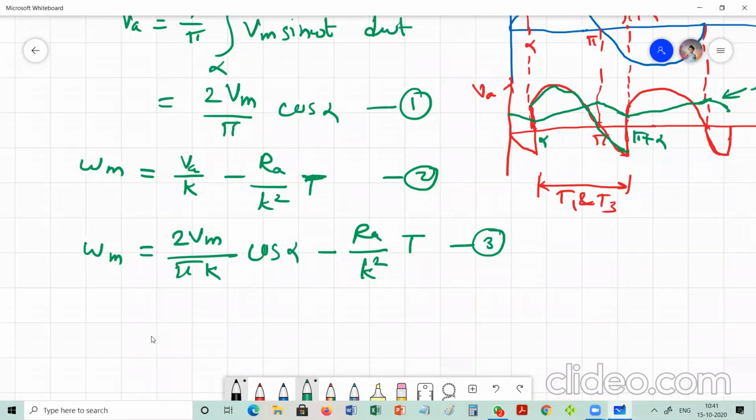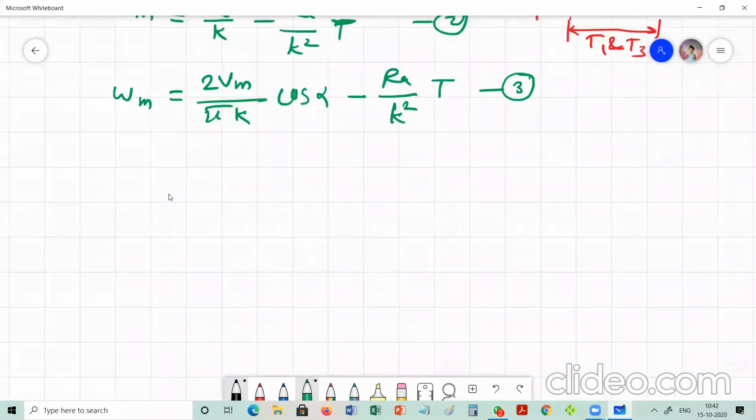In continuous conduction mode, the equation is a bit simpler. Now from these equations we can draw the graph. I will show the axes of these graphs.